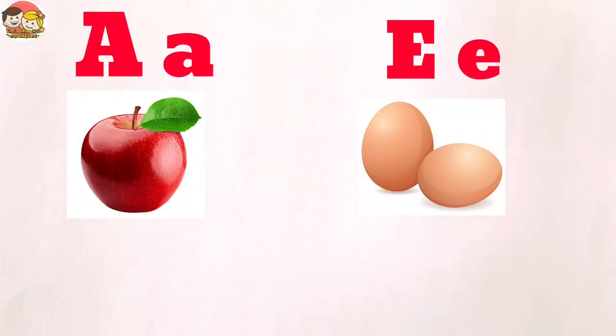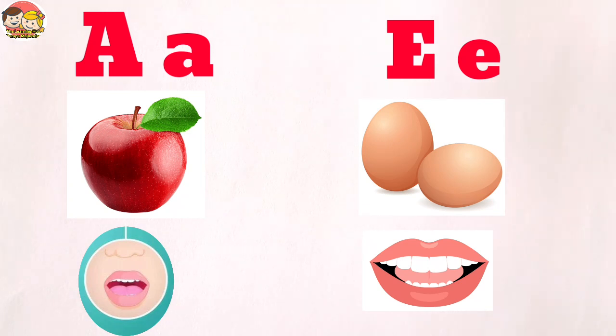So let's begin. The letter A and E are vowels and they are pronounced completely differently and written differently. The main difference between the A and E vowel sounds depend on the movement of the mouth or the position of mouth and tongue. And according to that, the sound is pronounced.